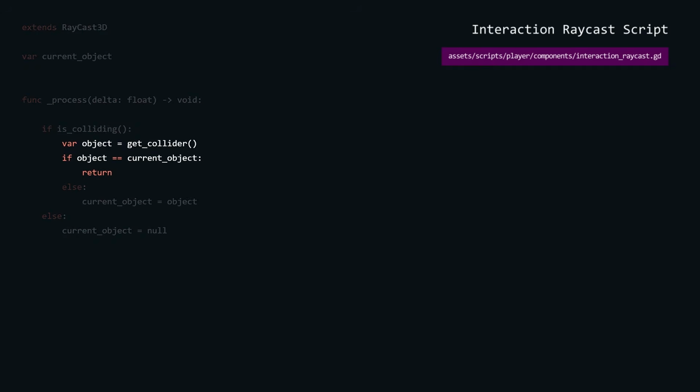Now, because this runs every single frame, we can check if the detected object is the same that we already detected in the last frame. And if so, just return. If not, then we set our current object to the new object. And if we don't detect anything at all, then our current object is null.